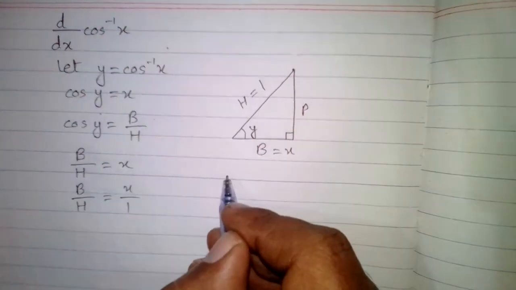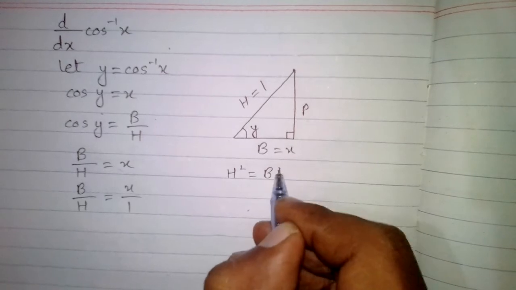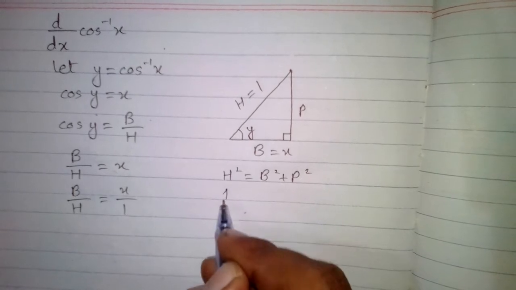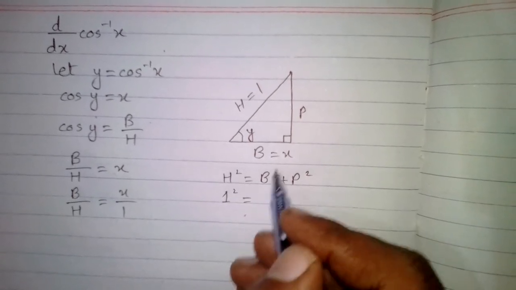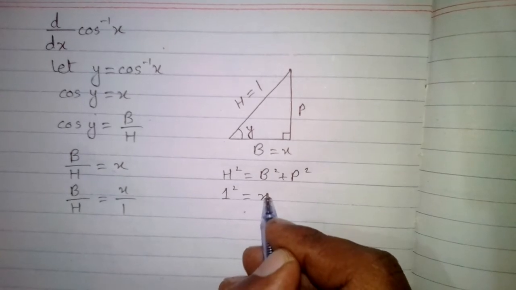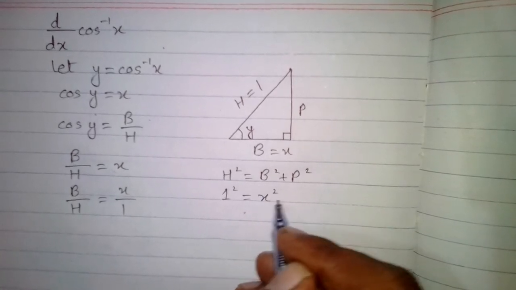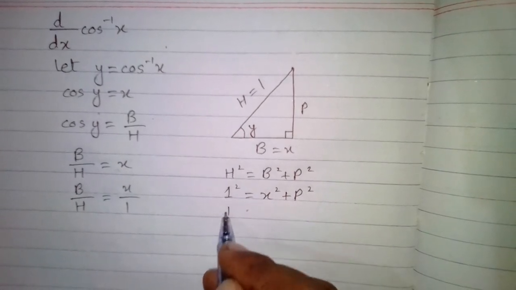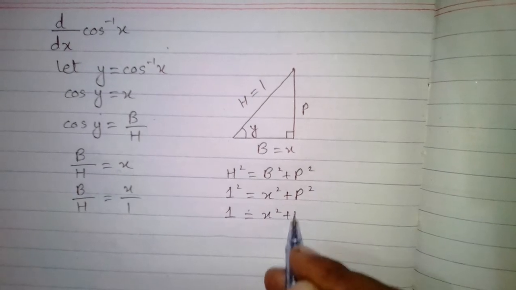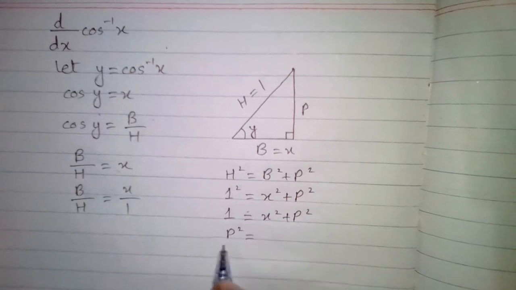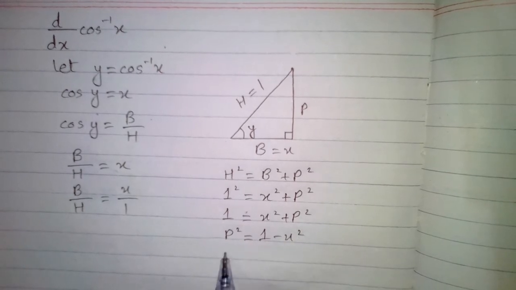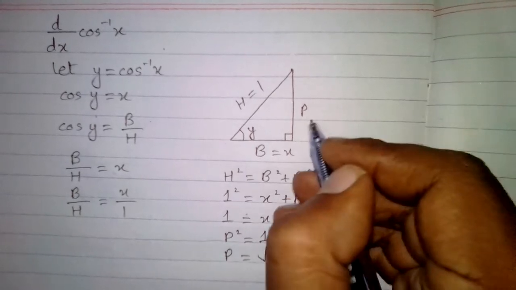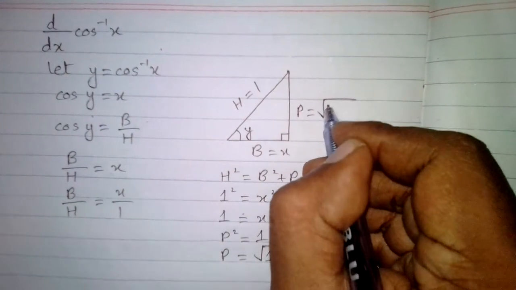Now by Pythagoras theorem we have hypotenuse square is equal to base square plus perpendicular square. So we can put 1 in place of hypotenuse, and in place of base we can put x. So we have x square over here, then perpendicular square. So this can be written as 1 is equal to x square plus perpendicular square, and perpendicular square is equal to 1 minus x square. So the value of perpendicular is square root of 1 minus x square.